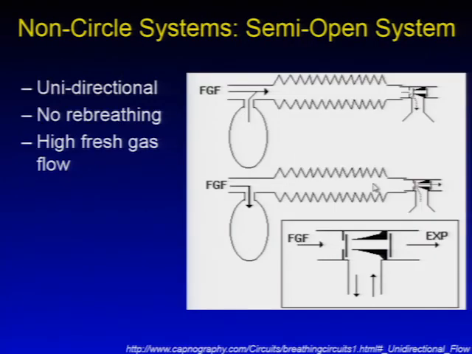So this is the example of a semi-open system. As you can see here, fresh gas flow is coming from the left, and then the patient inspires that fresh gas. And at the time of expiration, there's a unidirectional valve which allows the expiration gas to go to the right side without mixing with the fresh gas flow. Therefore, the system prevents rebreathing, and it requires high fresh gas flow.